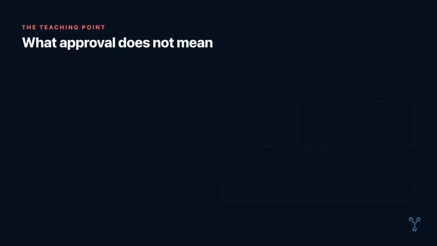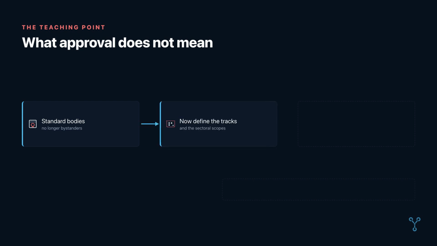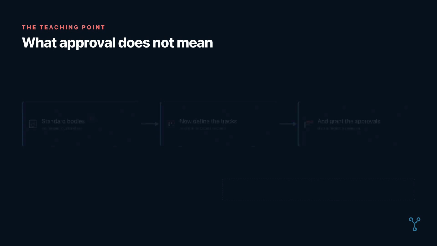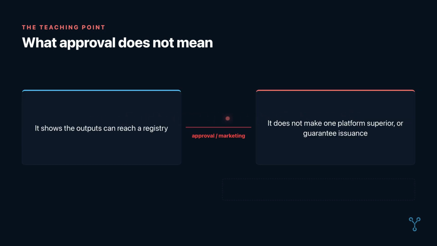The teaching point here is the approval procedure itself. It shows that standard bodies are now creating formal governance structures for digital systems. They no longer leave project developers to rely on unverified vendor claims. However, you must remember the boundary between institutional approval and commercial marketing. The approval shows a platform's outputs can integrate into a registry. It does not mean any specific platform is inherently superior to alternatives. It also does not guarantee verification or issuance.